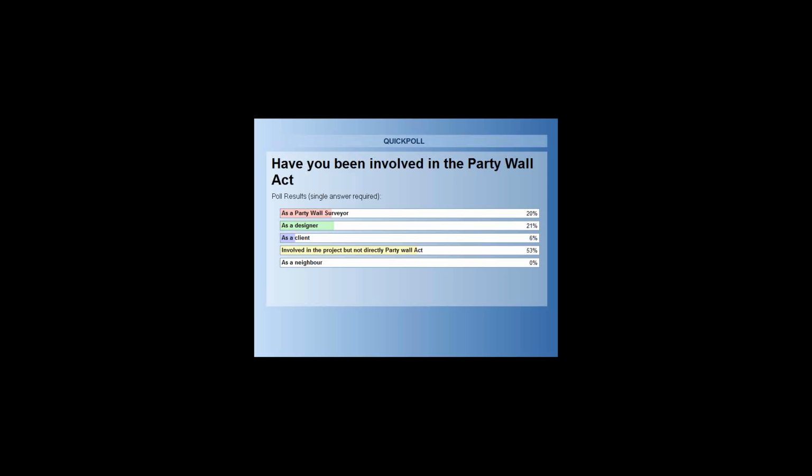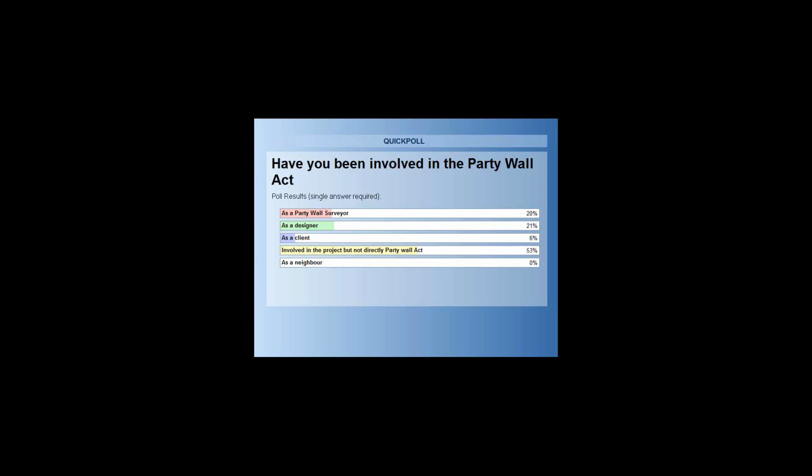Okay, we'll close the poll there, and I'll share those results with you so you can see what the audience is. You get an idea of who's participating this morning. So we've got roughly 20% of the audience work as Party Wall Surveyors and roughly the same percentage working on the design side. And we've got a few operating from the client's basis, but as I suspected, quite a large number today who are involved with the Party Wall Act, but not directly in one of those roles. And obviously, from that point of view, we'll try and pitch it so that we make sure we cover that level of information.